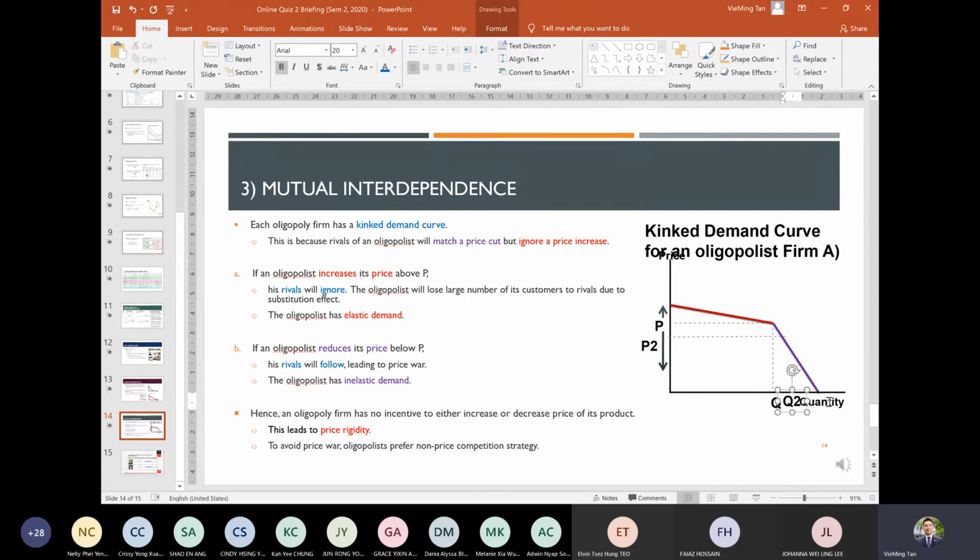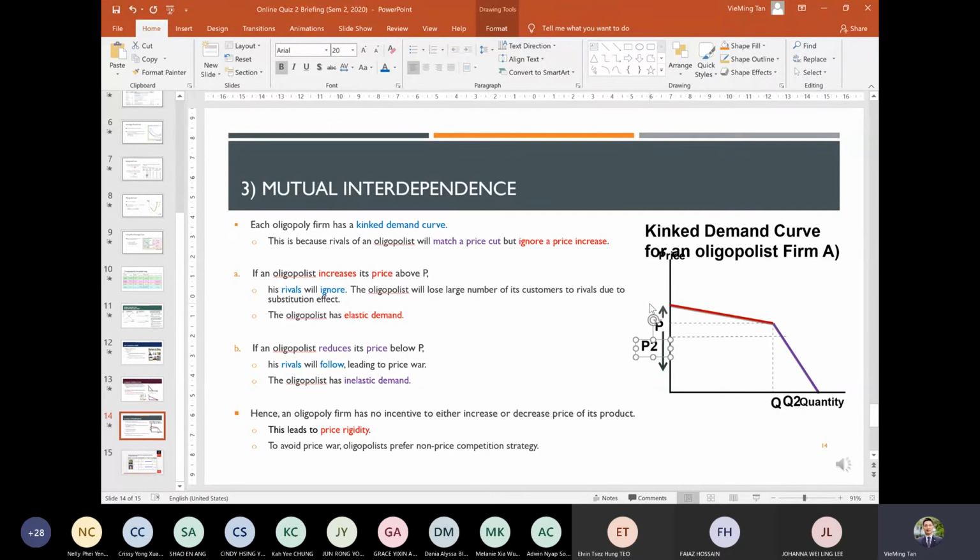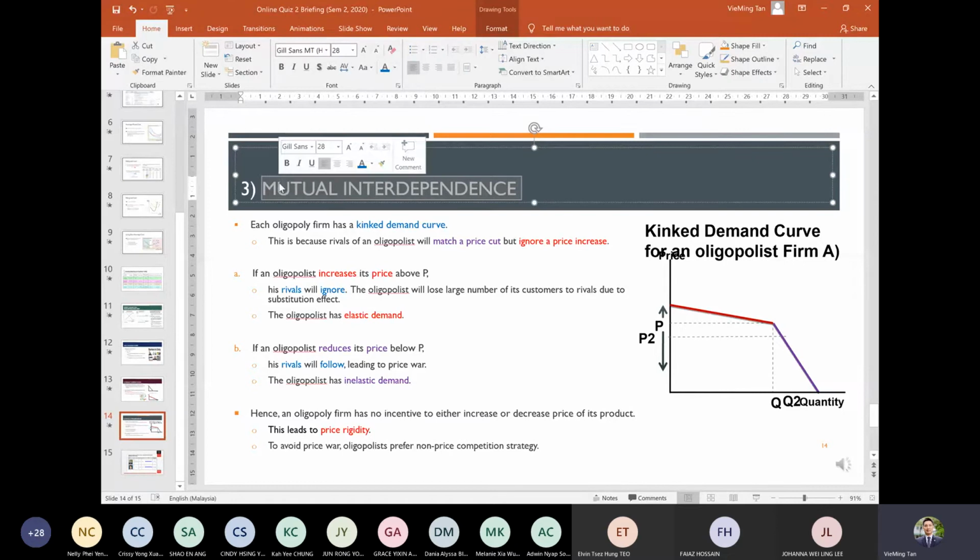So this will make the individual demand curve a kink. That means when the price increases to P1, other competitors will not follow. As a result, the quantity demanded for firm A will reduce a lot. However, when firm A reduces the price to P2, other competitors will follow the strategy by reducing the price to P2 as well. Because of that, the quantity demanded for firm A will only increase a little, and the demand curve at this price level is inelastic or less elastic. So because of mutual interdependence among the oligopoly firms, the individual firm's demand curve is a kinked demand curve.